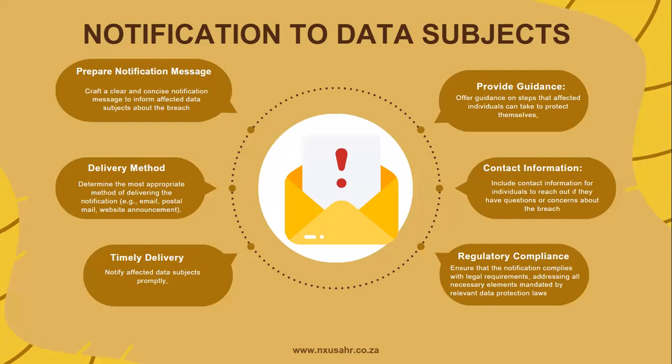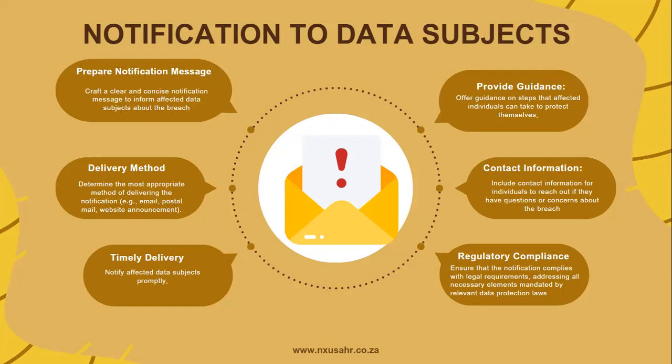So you will prepare a notification message. You craft a clear, concise notification message to inform the affected data subjects about the breach. The ABSA one is my favorite to date. It's very concise, straight to the point. It's the one that was issued in November 2020. And then delivery method: determine the most appropriate method for delivering the notification: email, post, website announcement. ABSA did a website announcement as well as sending us SMSs as data subjects.